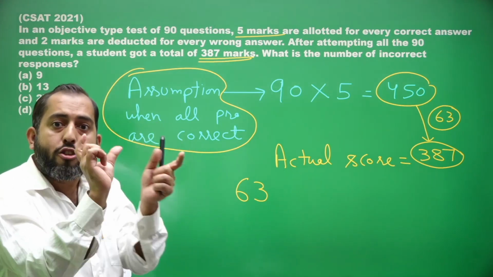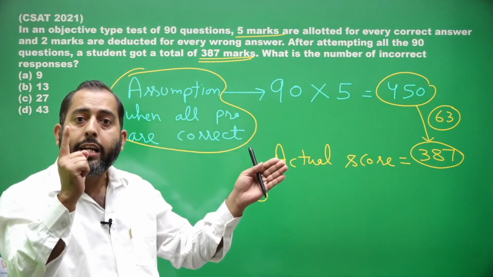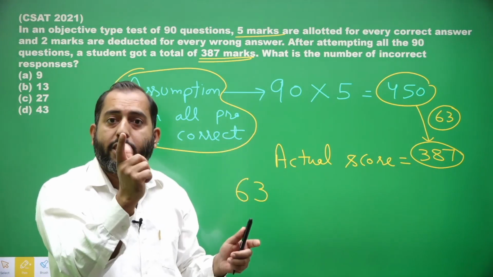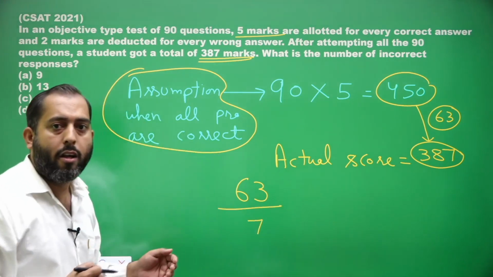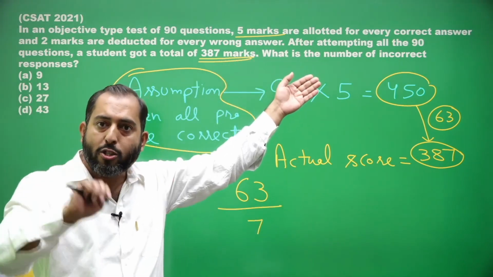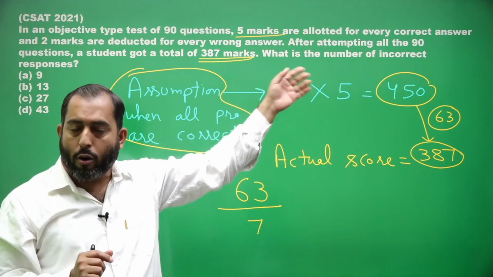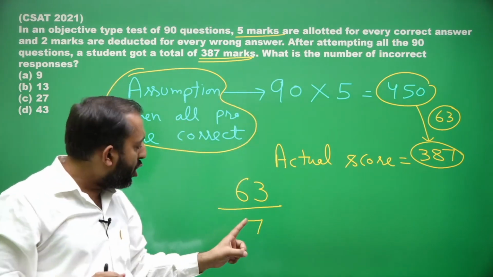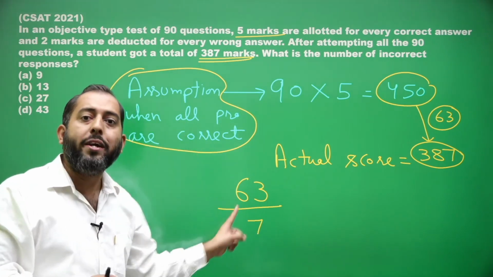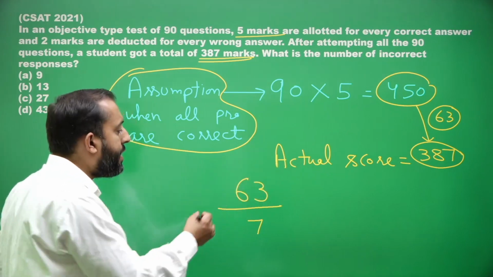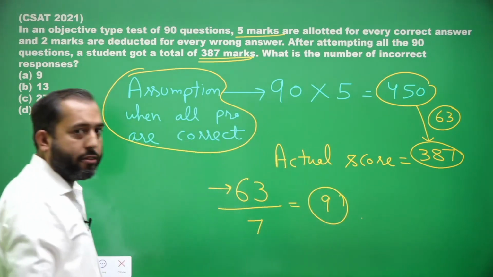So because of one replacement, one correct problem replaced with one incorrect answer, what is the total reduction? 7. 5 because the correct problem is gone, minus 2 more because an incorrect problem has been inserted. So in this way, how many replacements do we need for a net reduction of 63? We need 9 replacements.